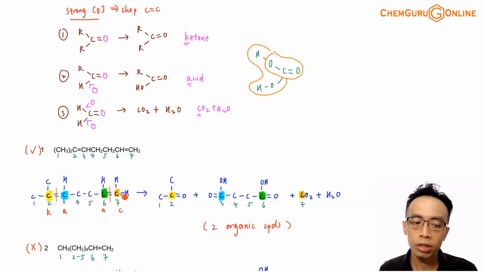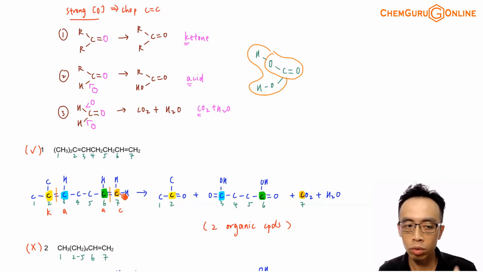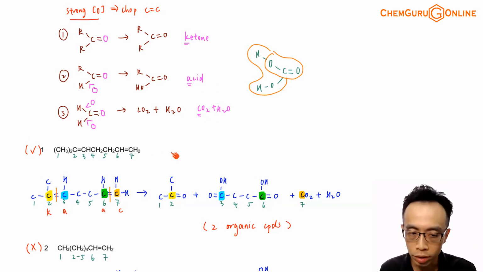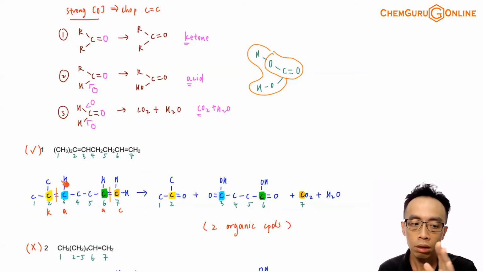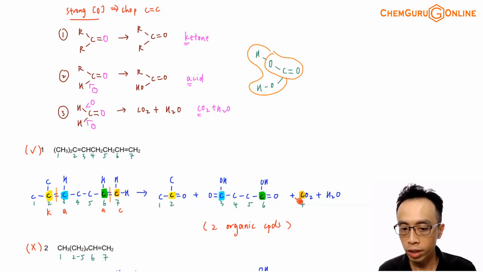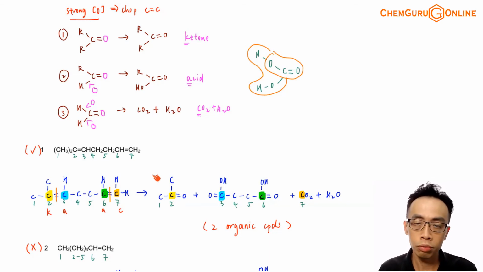Carbon number 7, my orange carbon, is attached to 2 hydrogens. This one will be oxidized to CO2 plus water. So I put a C to represent that carbon number 7 is oxidized to CO2 plus water. Once I figure out the functional groups that each of these alkene carbons will be oxidized to, then I transfer this accordingly.